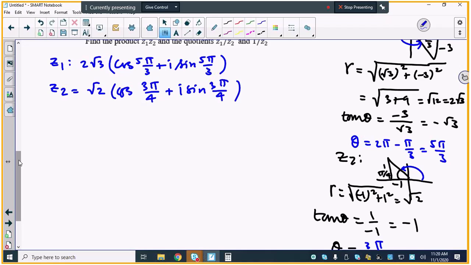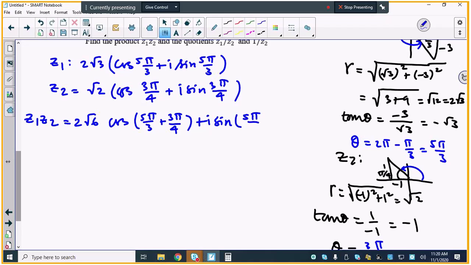So when I do the product Z1 Z2, I get 2 square root of 6. That's a multiplication of the absolute values. Then I get cosine 5 pi over 3 plus 3 pi over 4. If you want to know the value, you can use the sum formula, plus I sine the same angle, 5 pi over 3 plus 3 pi over 4. Again, we're just looking to find the common denominator. That's 12. So you multiply 3 on top and bottom of the first fraction and 4 on top and bottom of the second fraction.